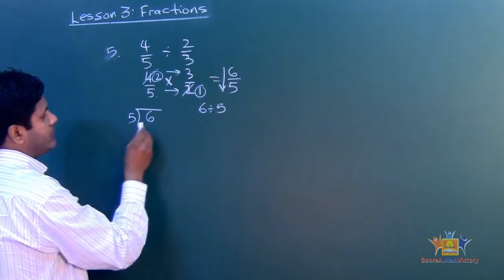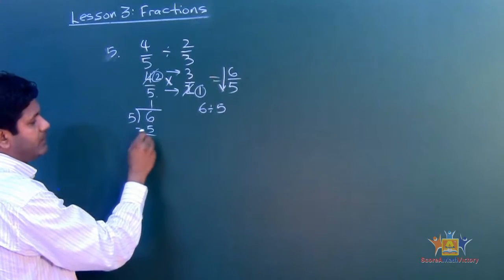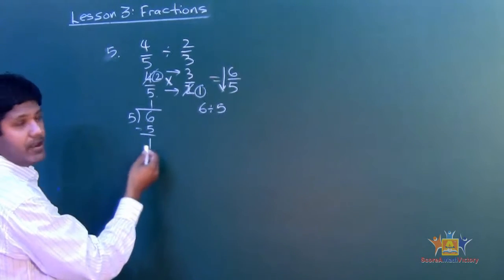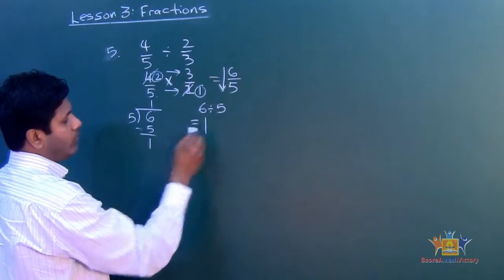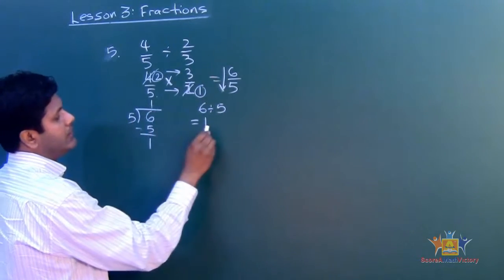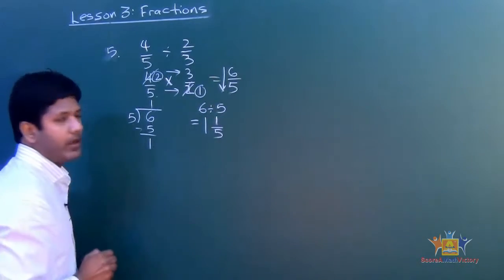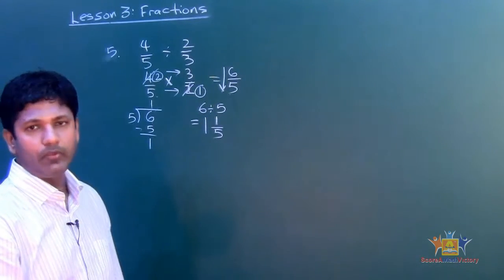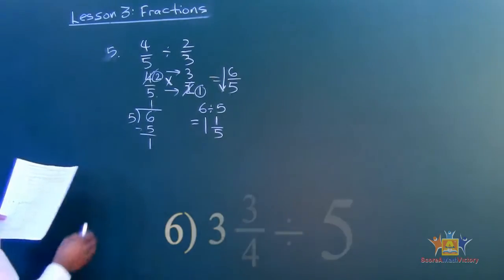In 6, how many 5s? 1. 1 times 5 is 5. 6 minus 5 is 1, and that's the remainder. So I'm going to express this in the form of 1 as the whole number. This is the denominator, which is right there, and 1 is going to be my numerator, which is 1 over 5. Okay, very good.